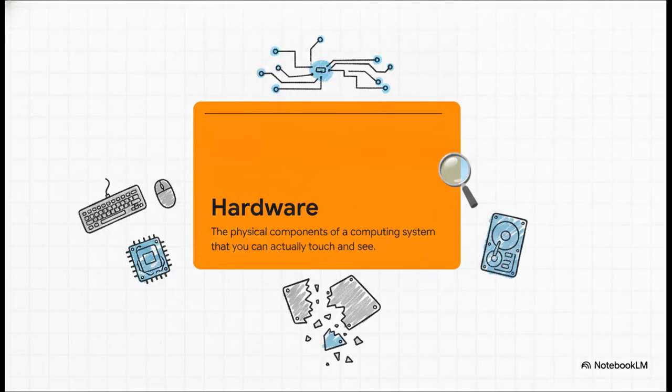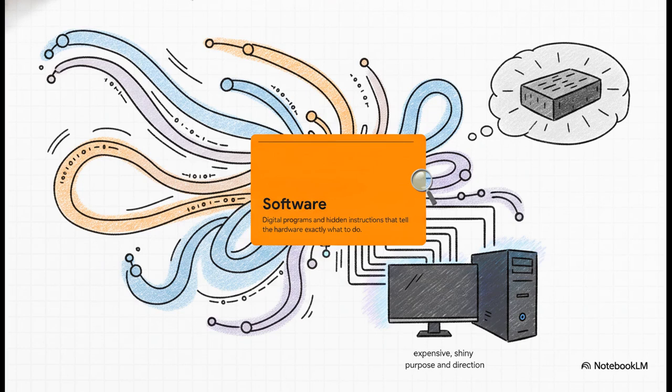Let's lock these definitions down. Hardware consists of the physical components of a system that you can actually touch and see. A great rule of thumb here: if you can accidentally drop it on the floor and break it into pieces, it is definitely hardware. Your keyboard, your mouse, the motherboard, these are physical objects totally bound by the laws of physics. On the flip side, software is the digital programs and hidden instructions that tell the hardware exactly what to do. You can't hold software in your hand, you can't drop it, it's just invisible logic. And remember this, without those invisible instructions, your expensive, shiny hardware is basically just a very heavy paperweight. The software gives it purpose.